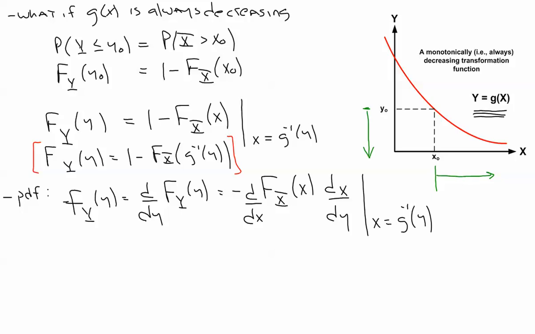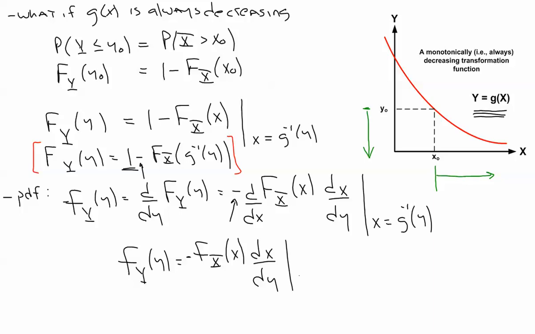When I take the derivative of 1 here, I clearly get 0, and everything else follows just like it did on the previous page, and my minus sign right there translates into a minus sign right there. And what I find is that my probability density function for y equals the probability density function for x times the derivative of x with respect to y. Oh, forgot my minus sign. There's a minus sign out front. And I always substitute x equals g inverse of y.